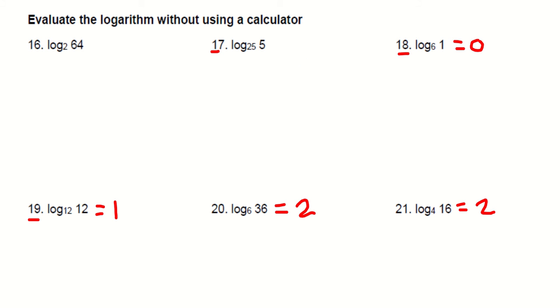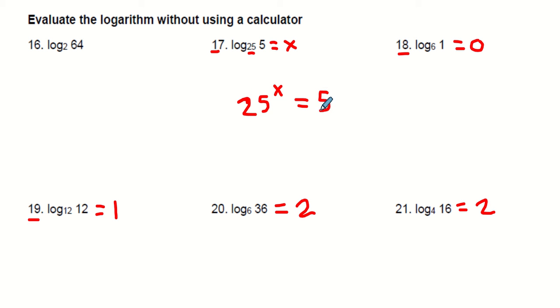But with 17, it says log base 25 of 5. So when you can't really look at it like we did with these, the first thing you're going to do is set it equal to x, because that's what we're looking for. We don't know what it equals. And then we're going to rewrite this in exponential form. Again, when you rewrite in exponential form, the base stays the same. 25 is the base here. It'll be the base here. What switches is the 5 and the x. So x here as the exponent equals 5.